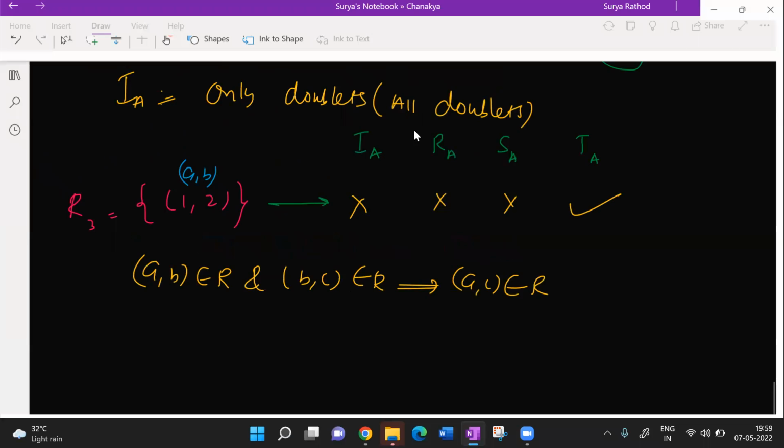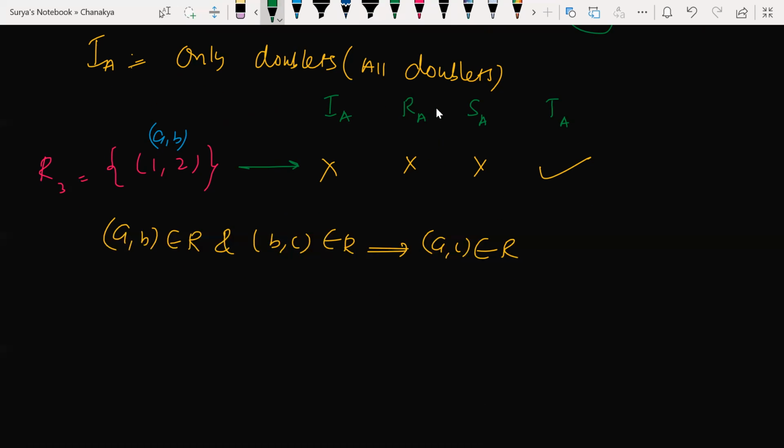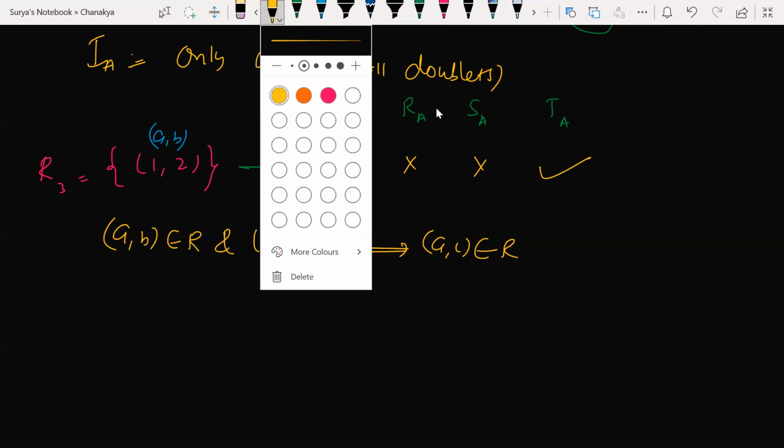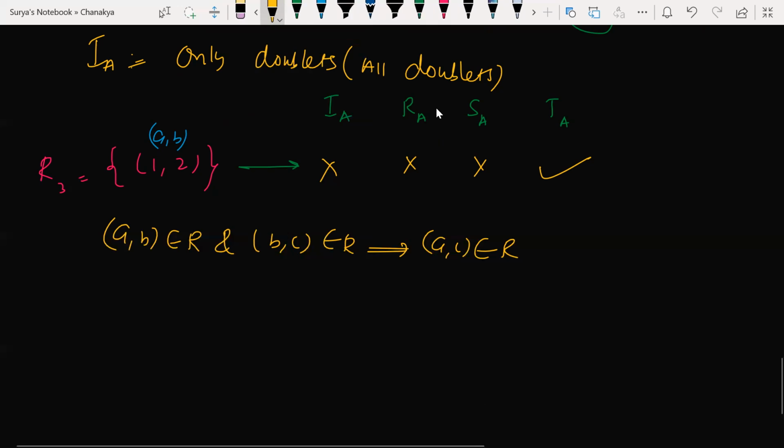Anjali, Varsha, any doubts? Yes, sir. Whenever you don't have B comma C, you will not check further. So B comma C is not available, I will not be checking this. Now let me write one more relation. Okay.